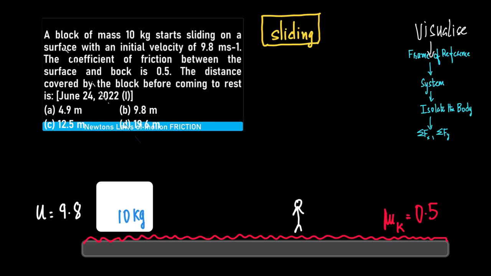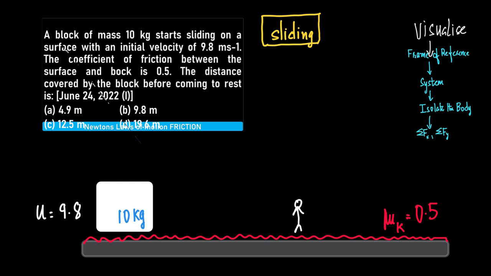A block of mass 10 kilograms starts sliding on a surface with an initial velocity of 9.8 meters per second. The coefficient of friction is 0.5. The distance covered by the block before coming to rest is asked. A very, very simple question. However, I would like to maintain the same steps and solution here. So, solving the question here.